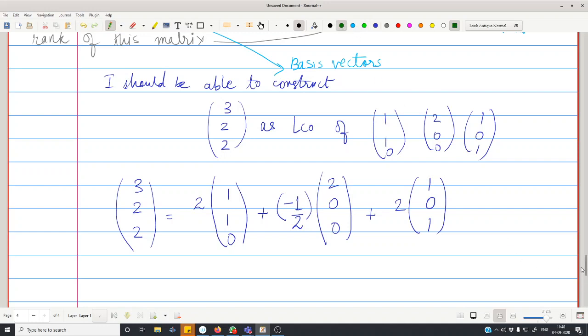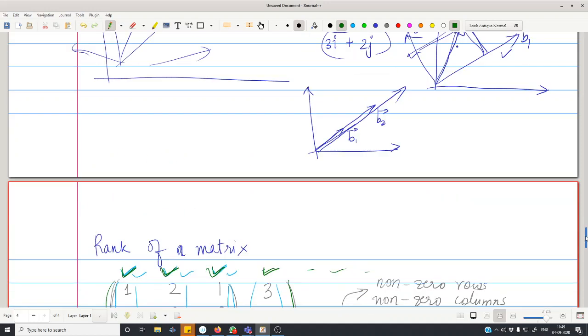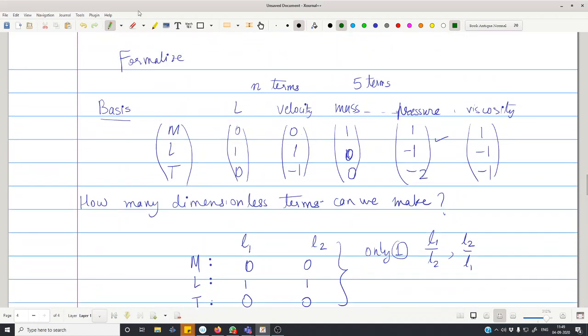So now we know that given a matrix like this, if I am able to find a determinant which is non-zero, then I know that those column vectors will be the basis for all the other terms in the larger matrix. In this case, these three column vectors were the basis for the fourth vector. So let us go back to our example.